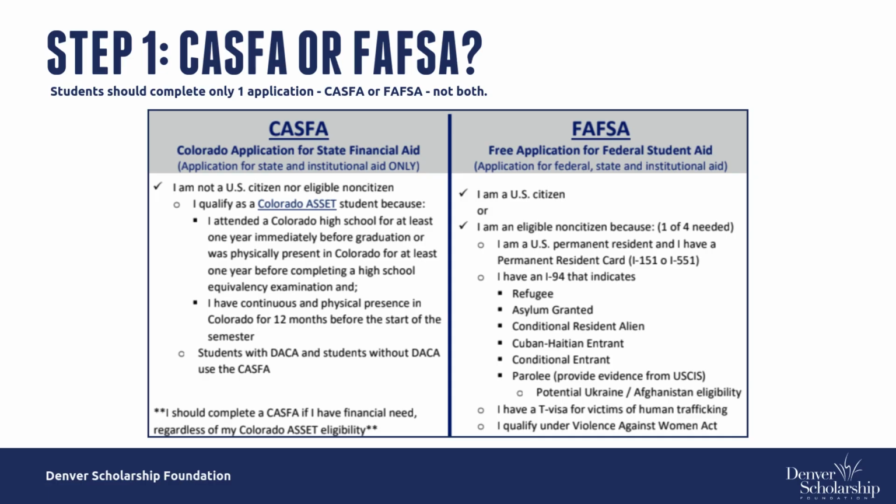What's important to know about these two applications is that FAFSA is an application that gives students access to federal, state, and institutional aid. Federal aid is aid that comes from the U.S. government, so that would include Pell Grants as well as student loans. And state aid can include the Colorado State Grant. Institutional aid refers to aid that is offered by the student's college.